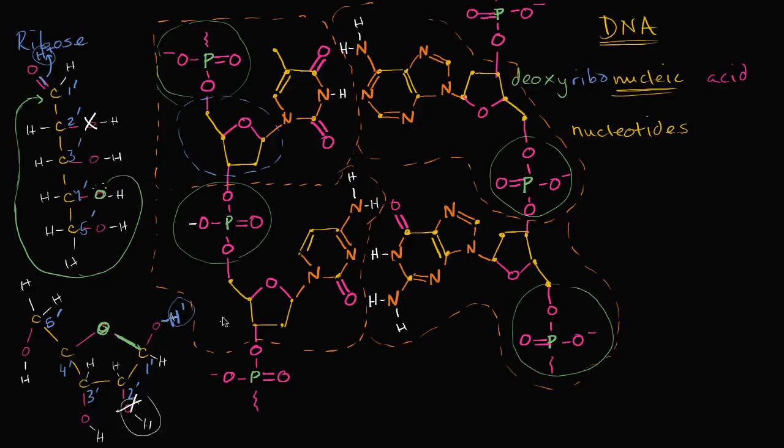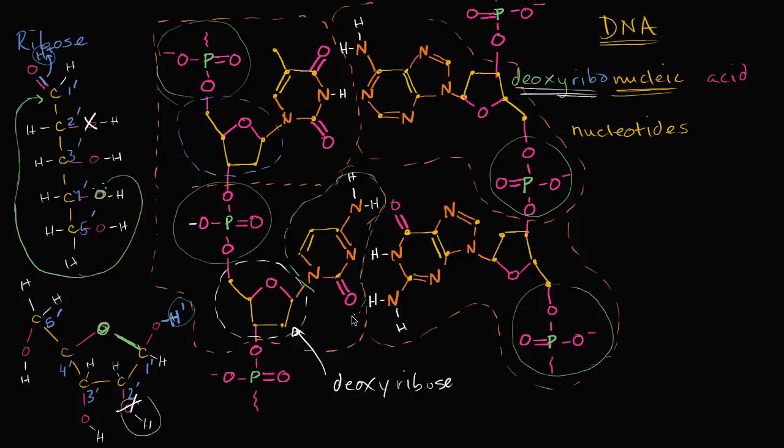So let me circle that. This thing right over here, that is deoxyribose, or it's based on deoxyribose. I guess before it bonded to these other constituents, you could consider this deoxyribose. And so that's where the deoxyribo comes from. And then the last piece of it is this chunk right over here.